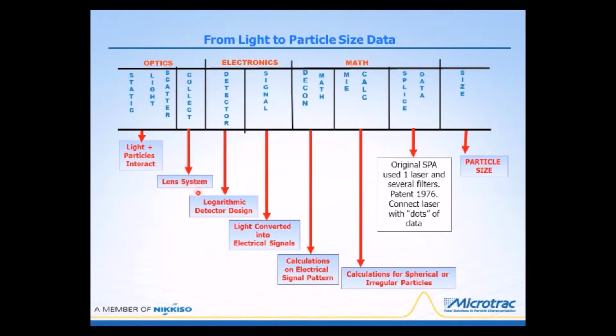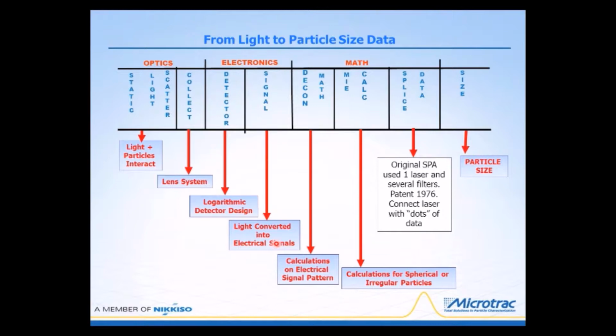And then we move into the electronic system, and here we have a detector system that is logarithmic in design. We use a logarithmic detector array because the theories involved with light scattering really demand that. We could use what's called a linear array where all the segments are the same size, but there are some real issues with trying to do that. So once we have this light being detected, the light is converted into electrical signals, voltages, and currents. These electrical signals are captured by the instrument, and this provides the actual fingerprint for that material.